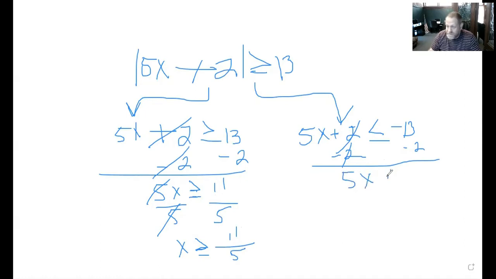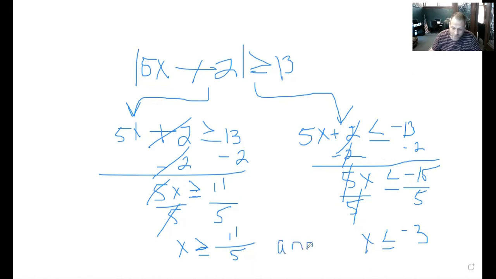5x is less than or equal to negative 15. I'm trying to see where I am on my notes. Five, cross out, cross out. x is less than or equal to negative 3. So we're going to have x is greater than or equal to 11 over 5, and x is less than or equal to negative 3. All right, that's B. Let's look at number C, letter C.